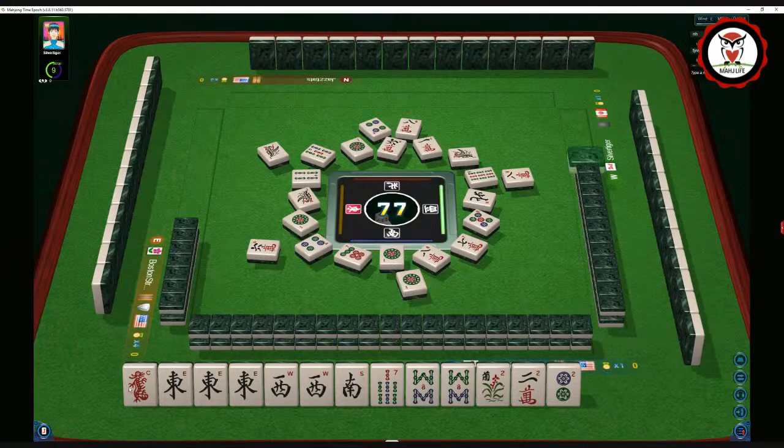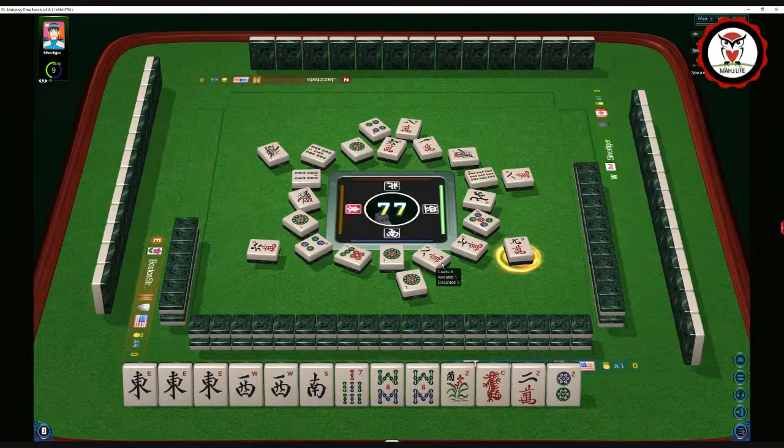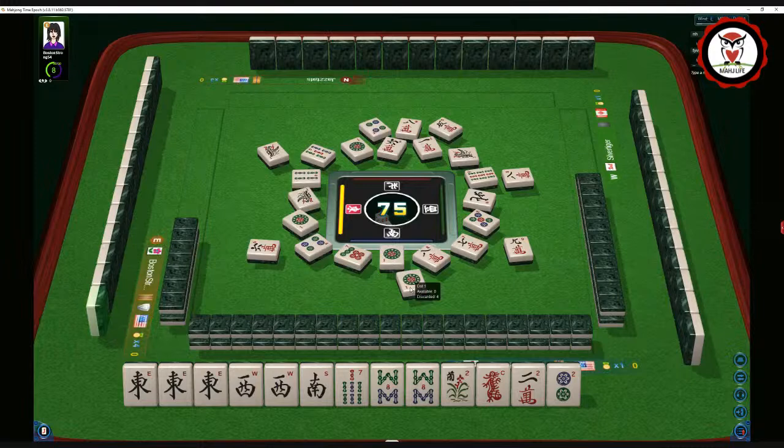1 dot. Probably this dragon will go. No, dragons are out though. 9 characters. No dragons are out. This is going to be risky if we hold on to it for too long. 5 characters. So we don't want to hold on to that for too long. No 2s are out. No 3s are out. 1s are out.